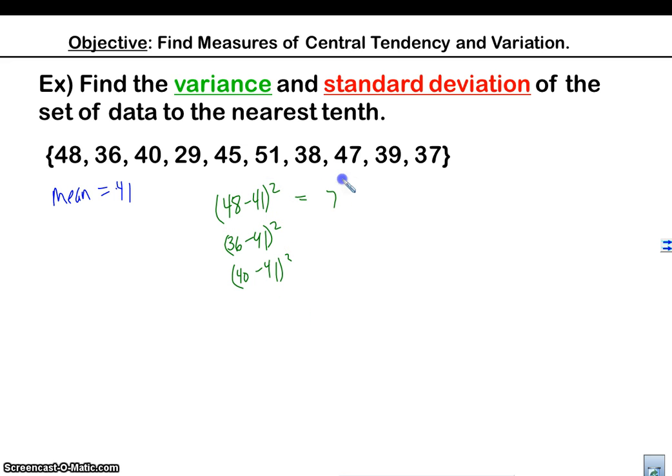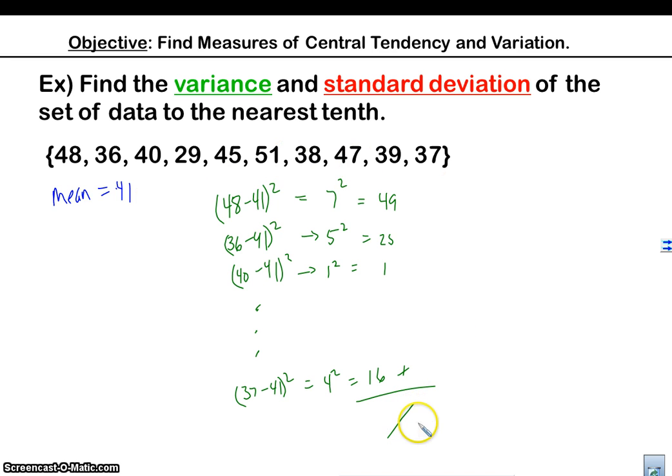So that's going to be 7 squared, which is 49. And then that's going to be 5 squared, which is 25. And then this right here is going to be 1 squared, which is 1. And then I'm going to keep doing that until I get to the end: 37 minus 41 squared, which is 4 squared, which is 16. And I'm going to add all of these up together, and then divide by the number of terms, 10. And that is the variance.